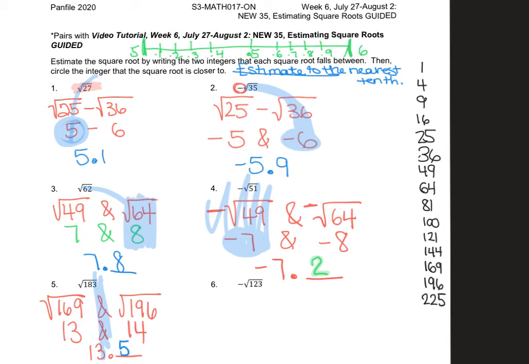Now, what about number 6? Square root of -123. So 123 is going to be between 121 and 144, and we're negative. So -121 and -144. So that's between -11 and -12. So we're going to be -11 point something. 123 is way closer to the 121. So I'm closer to the -11. So -11 point, maybe 2.